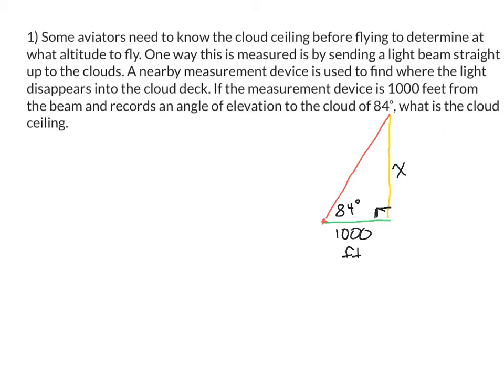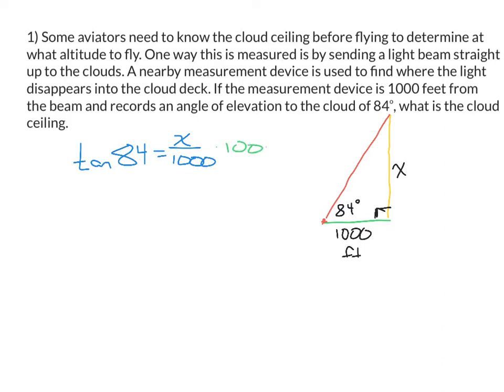We know one side, we know an angle, we want to find a missing side. Well, we want the opposite, we have the adjacent, so that means we're going to be using tangent. So tangent of the angle 84 equals, tangent is opposite over adjacent, so our opposite side over the adjacent side. And our goal now is get x by itself.